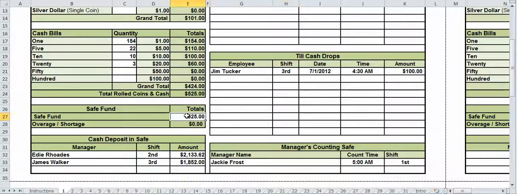You're going to have your total safe fund. So in this case, we have $525 as our total safe fund. This information here will automatically populate as to whether you're over or under. Let's just show you how it works. If we had only 2 20s, then you can see that there's a $20 shortage.